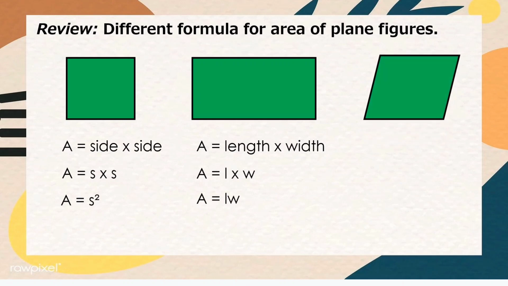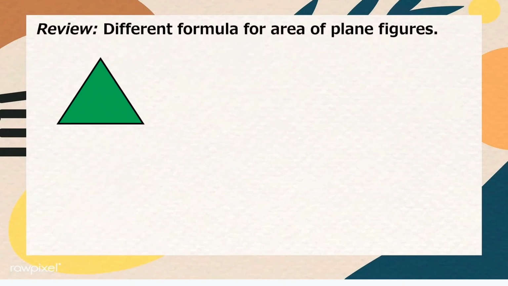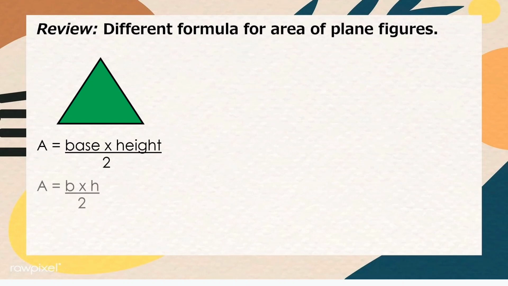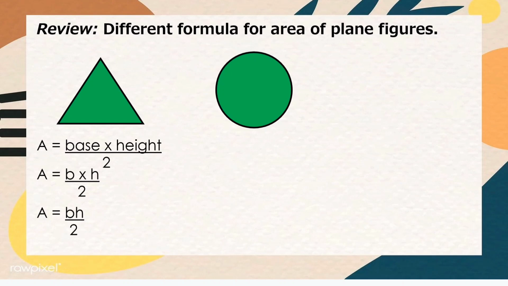The third figure is a parallelogram. The formula for this is base times height, or B times H, or BH. The fourth one is a triangle. The formula for this is base times height over 2, or B times H over 2, or BH over 2. The fifth one is a circle.